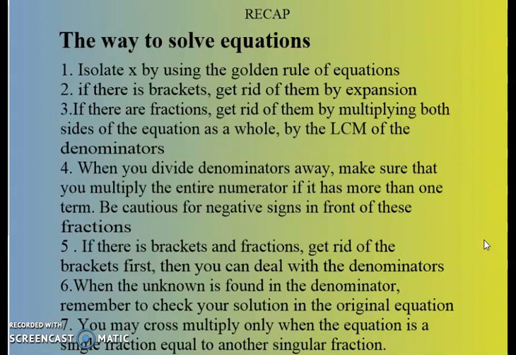Number 5, if there are brackets and fractions, get rid of the brackets first. Then you deal with the denominators. When the unknown is found in the denominator, remember to check your solution in the original equation. You may cross multiply only when the equation is a single fraction equal to another singular fraction on the other side of the equal sign.